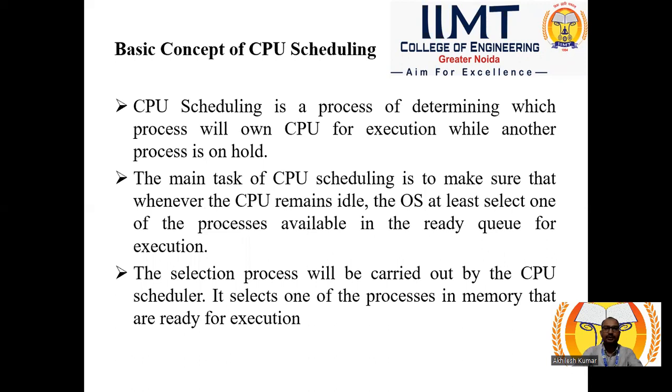Basic concepts of CPU scheduling: CPU scheduling is the process of determining which process will be on the CPU for execution while another process is on hold in a ready queue. The main task of CPU scheduling is to make sure that whenever the CPU remains idle, that is, the CPU is not in working condition, in a rest position, the operating system selects one of the processes available in the ready queue for execution. The selection is carried out by the CPU scheduler. It selects one process in memory that is ready for execution.